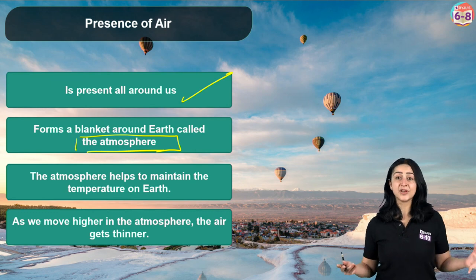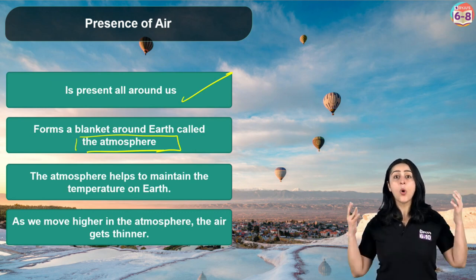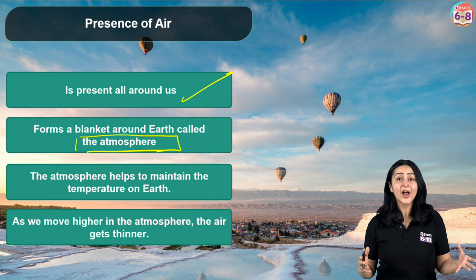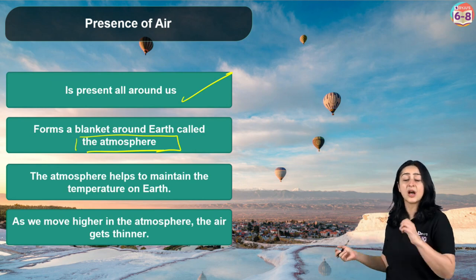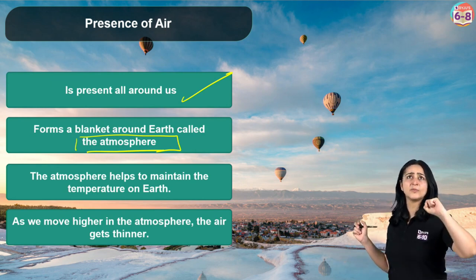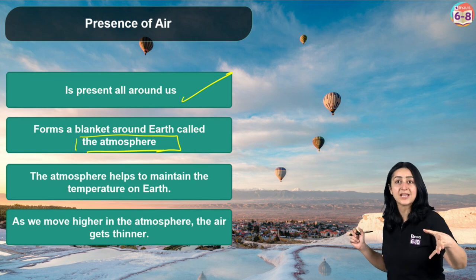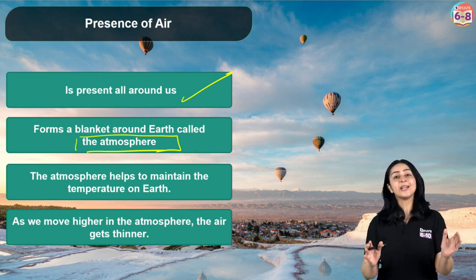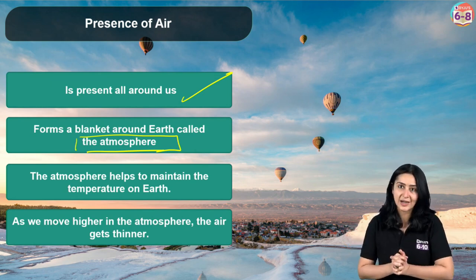Now, how does the atmosphere help us? In so many ways, right? It actually helps to maintain the temperature. It helps us to block out the UV rays from the sun. So it has a lot of benefits. But right now, I'm not going to be talking about the benefits of the atmosphere.